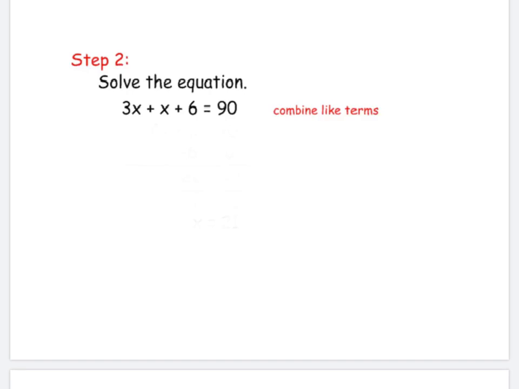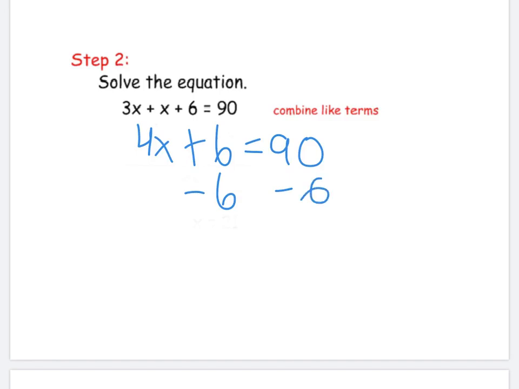So I want to start solving it by combining my like terms. So my like terms on the left-hand side are my x values. So 3x and x, if I add them together, I get 4x. I still have the plus 6, and then that's equal to 90. So now I have my x that I want to have isolated so I can figure out what its value is. So I have to get rid of the 6 first. The opposite of plus 6 is minus 6. So I'm going to subtract 6 from both sides of my equal sign. 6 minus 6 is 0, so that cancels out, and I'm left with 4x. And then 90 minus 6 gives me 84.